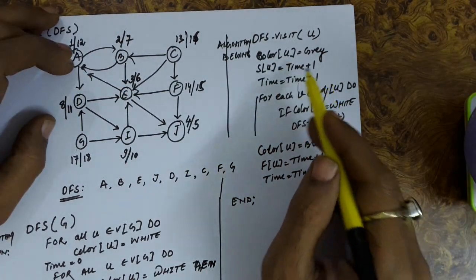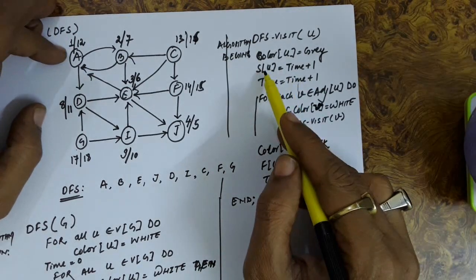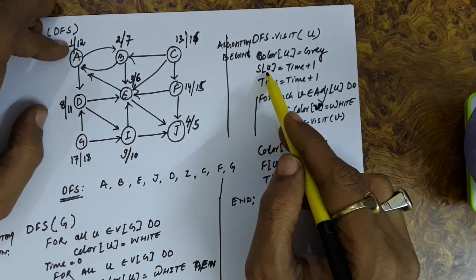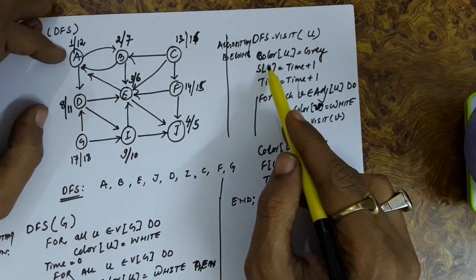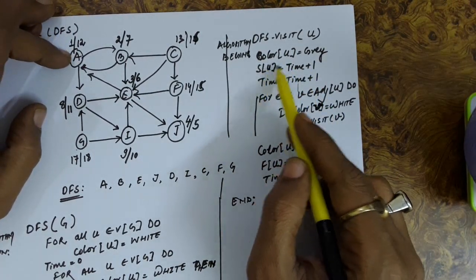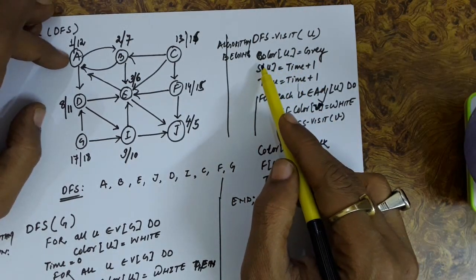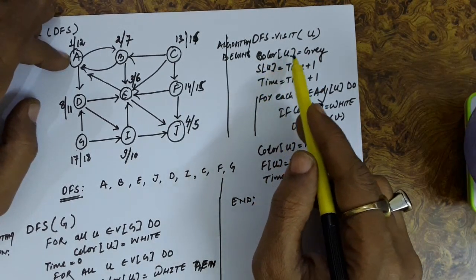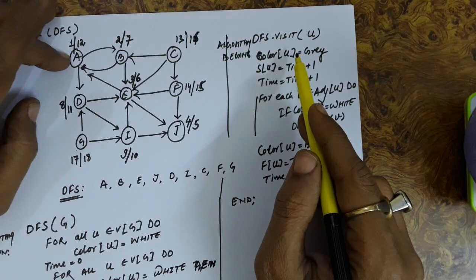The order in which the vertices are starting, it means the SU array, will be telling us the order of the exploration, meaning the time at which we have started the vertex will be telling us the DFS sequence. Fine.